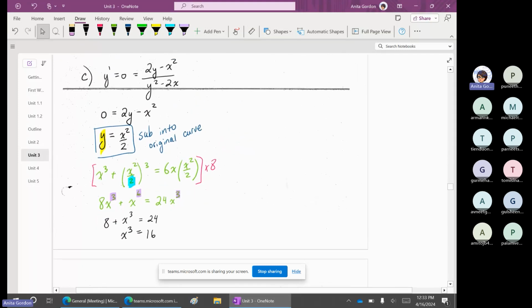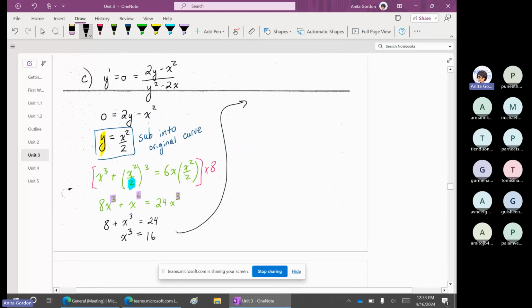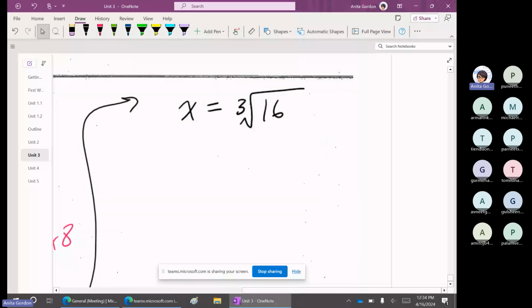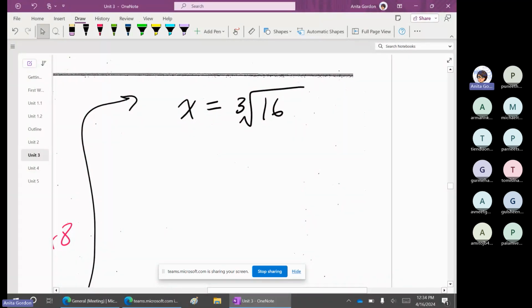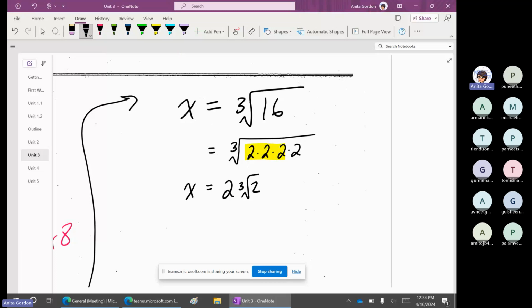Am I at the end of the page? Okay, I'm gonna just scoot up here. x equals cube root of 16. Is 16 a nice number? Is it a cube? If we prime factor 16, this is 2 times 2 times 2 times 2. So if I pull out 3, 2 cube root 2, yes.